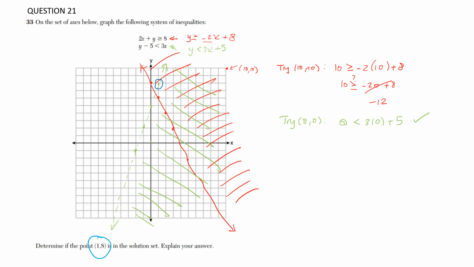Now, it's in the red one, we can see that for sure, but it's not quite in the green one because it's on the dotted line of the green inequality. That means it's not in that solution set. So we can confidently say that (1, 8) is not in the solution set. And that's mainly because it does not satisfy this inequality. We can actually even try that ourselves. We have y is less than 3x plus 5, and if we plug in (1, 8), we'll get 8 is less than 3 times 1 plus 5, and we'll get 8 is less than 8, which is wrong.